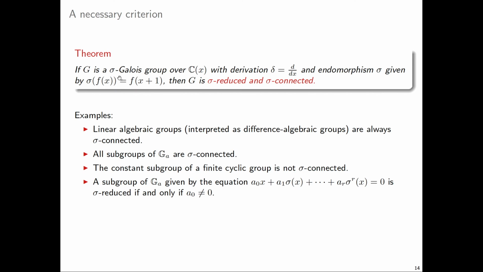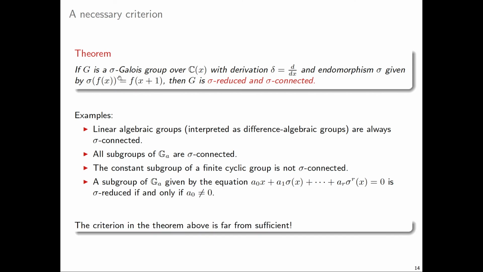So note that there are lots of subgroups of GA that are both sigma connected and sigma reduced. So this means that this criterion is not sufficient, just a necessary criterion.